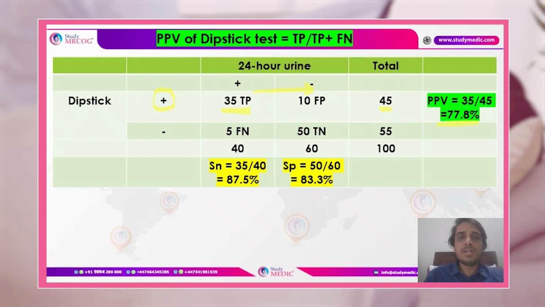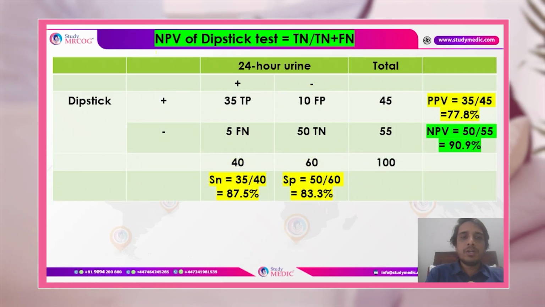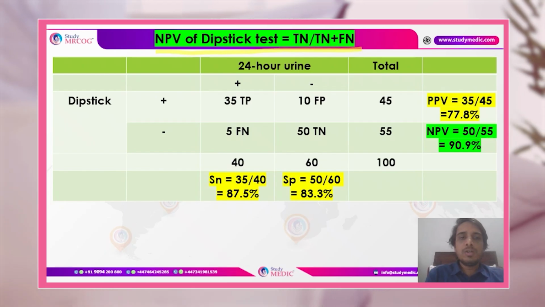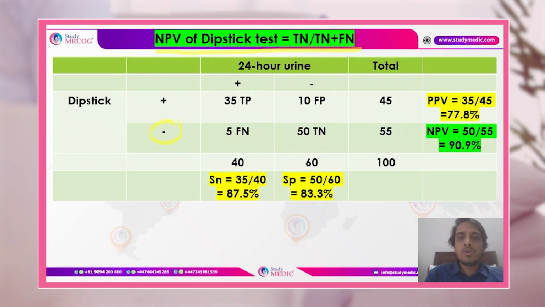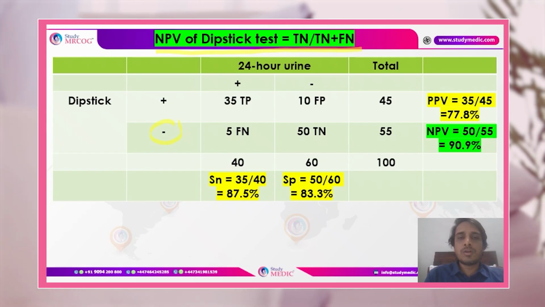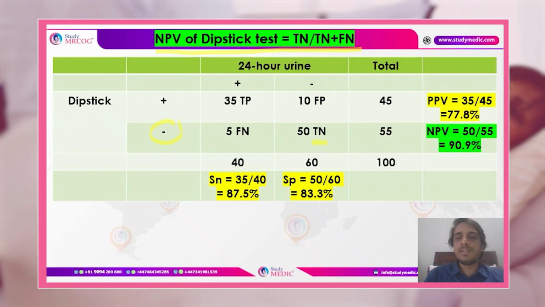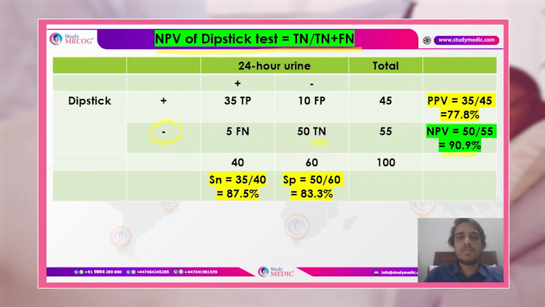What is the negative predictive value of this dipstick test? It is true negative divided by true negative plus false negative. That means amongst those who tested negative, how many are truly not having the disease? So 50 divided by 55 is 90.9%. So this is the negative predictive value.